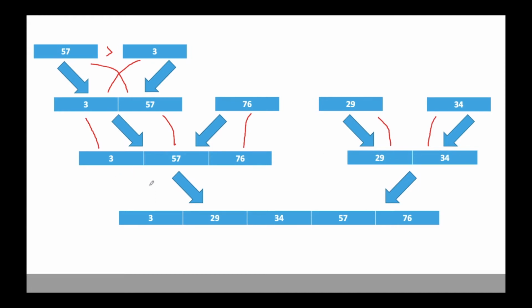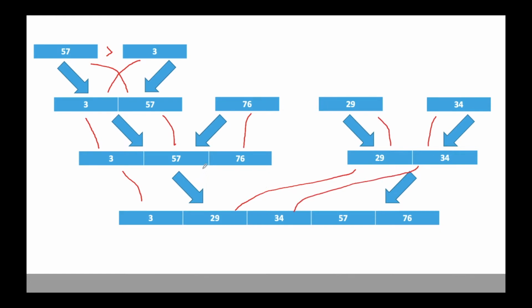3 has to go down first, because when we compare 3 and 29, 3 is smaller. Now we compare 57 and 29, we see that 29 is smaller, so therefore 29 goes first. And now we compare 34 and 57, and we see that 34 is smaller, so 34 goes down into the sorted list.